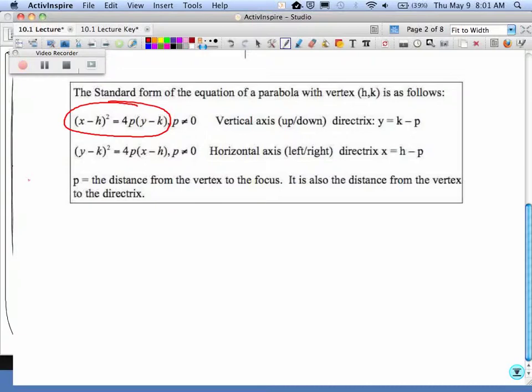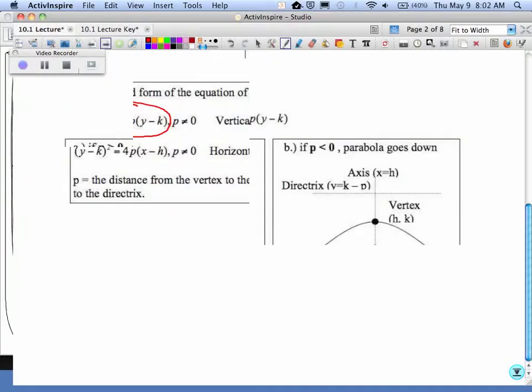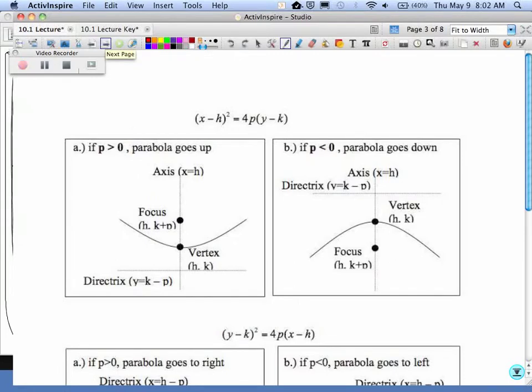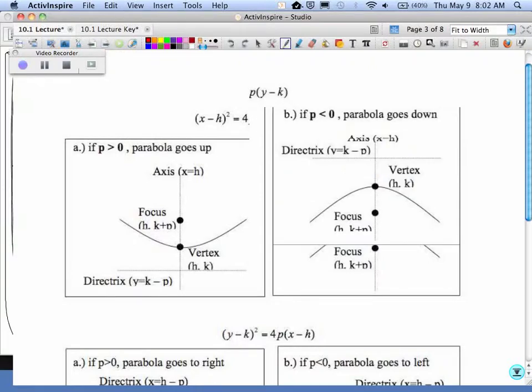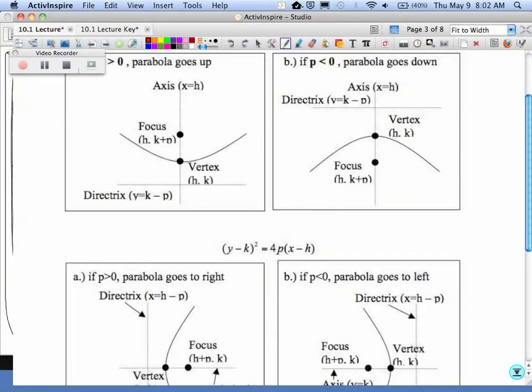We're going to use the distance p, which is the distance from the vertex to the focus. It's also the distance from the vertex to the directrix. That'll make more sense as we actually do some of these. So here's some information that you can look at and refer back to. It just shows you the difference between ones that are going up or down and ones that are going left or right. I'm going to skip the first one and come back to it. So we're going to start with number 2 here.